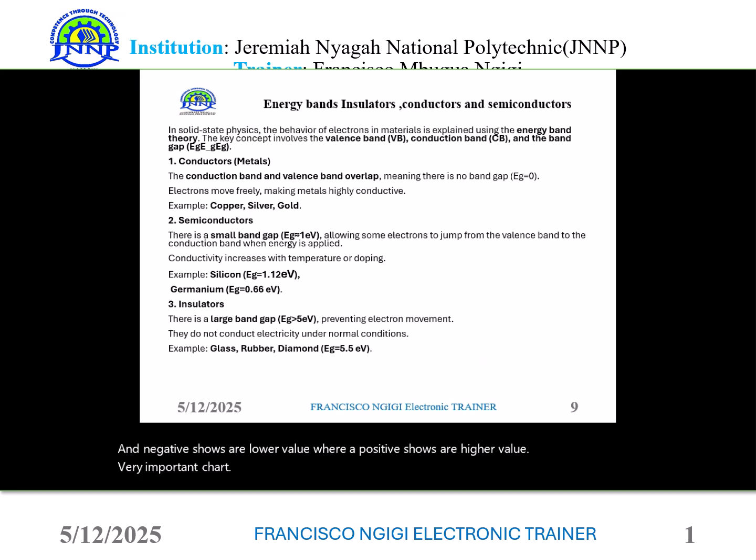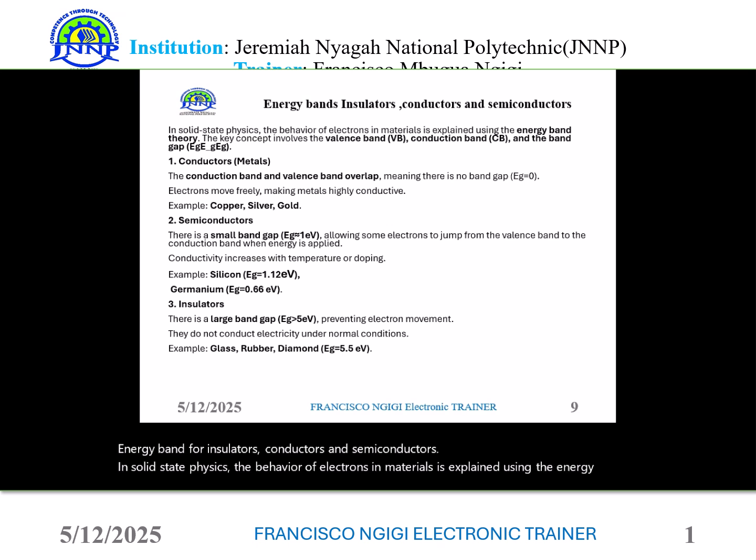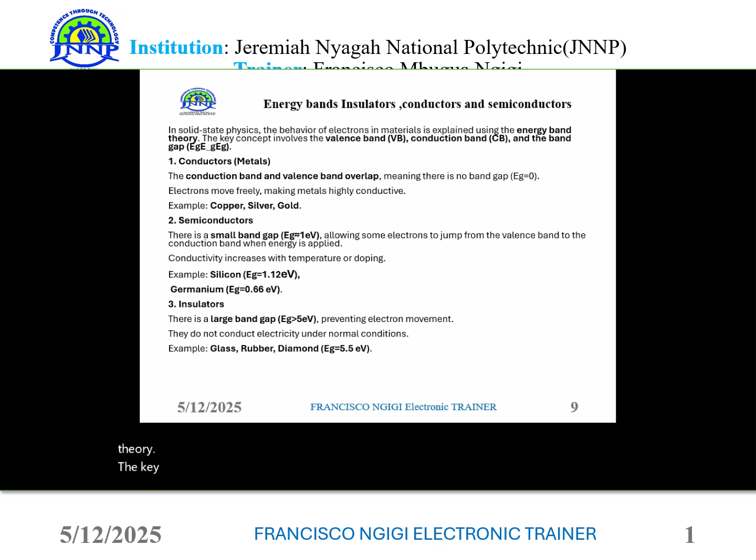All right. Energy band for insulators, conductors, and semiconductors. In solid-state physics, the behavior of electrons in materials is explained using the energy band theory. The key concepts involve the valency band (VB), the conduction band (CB), and the band gap.